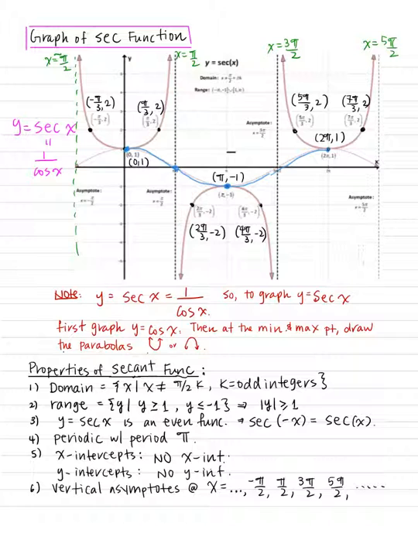So the domain is the set of x such that x cannot be a multiple of pi over 2. And the range is again, y is greater than or equal to 1 and y is less than or equal to negative 1. And y equals secant of x is an even function because cosine is an even function and secant is just 1 over cosine. And secant of x is periodic with period 2 pi. And again, there are no x and y intercepts. And the vertical asymptotes are at x equals negative pi over 2, pi over 2, 3 pi over 2, 5 pi over 2, and so forth.